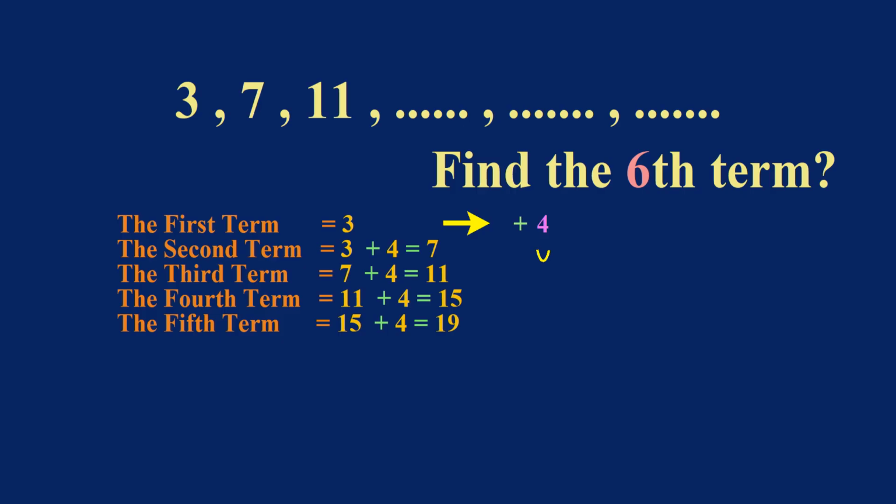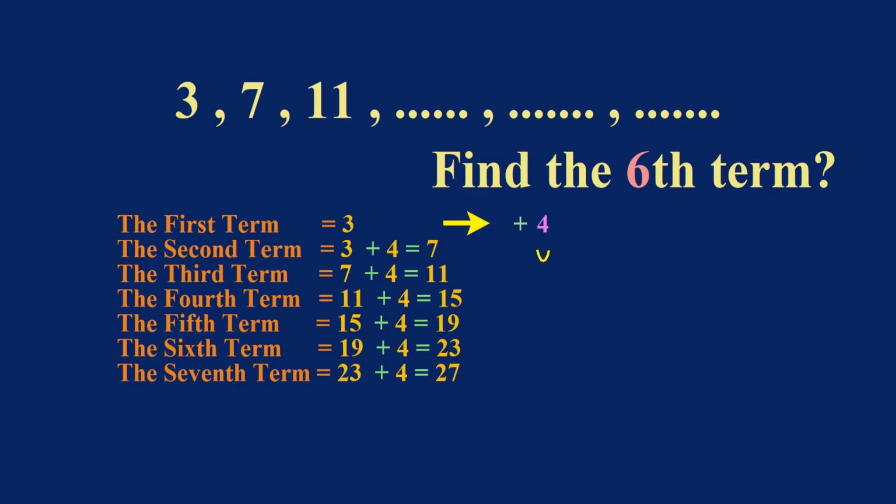By the same method, we can get the sixth term, which equals 19 plus 4, which equals 23. And the seventh term is equal to 23 plus 4, which equals 27. And in our problem, the required term is the sixth term, which equals 23. And this was the manual method solution for this problem.